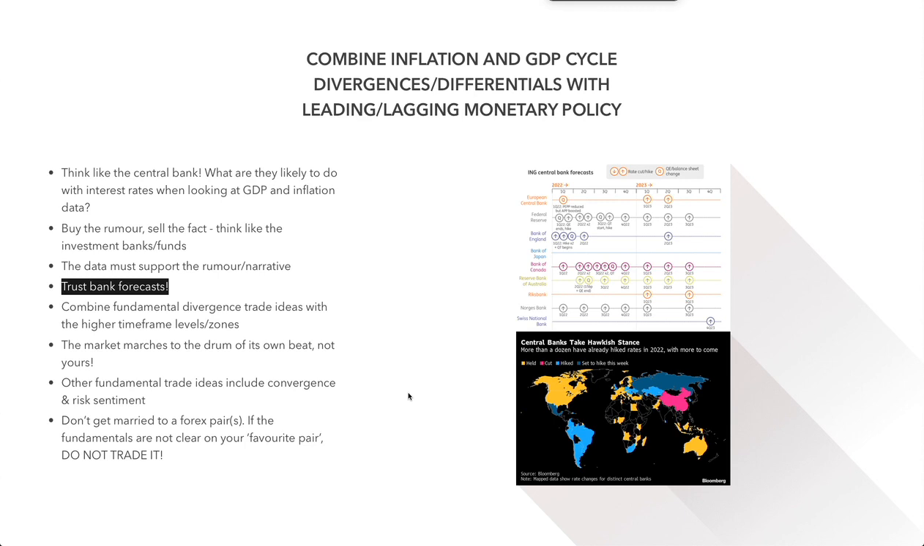Combine fundamental divergence trade ideas with higher time frame zones. We always look at it from a macro perspective, from the bigger picture. So the best zones, whatever technical strategy you're trading, whether supply and demand or support and resistance, look at it from the higher time frame perspective. Daily zones, daily levels are really where you want to have that perspective. Five minute levels, one minute zones, one hour zones and levels are just not going to cut it. You really need to look at it from a bigger perspective.